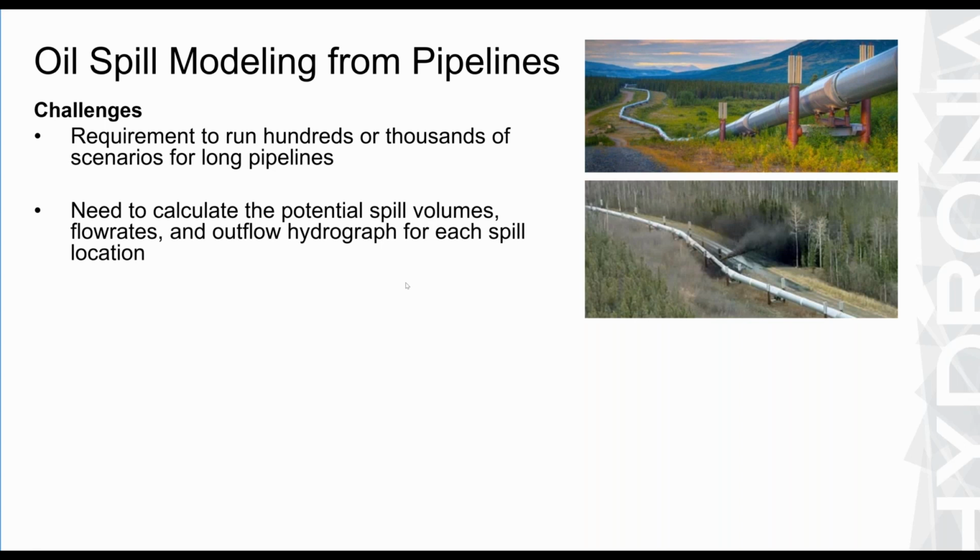Also, they require calculation of the potential spill volumes from each spill. So based on the initial condition within the pipe, we need to estimate the volume that is spilled from here. This is not only a single volume, but how that volume is spilled in time. So it's a hydrograph that represents the volume per unit time that can be spilled from a given location.